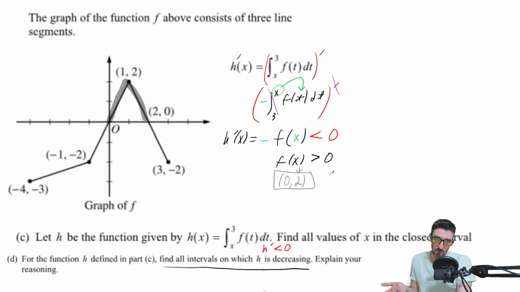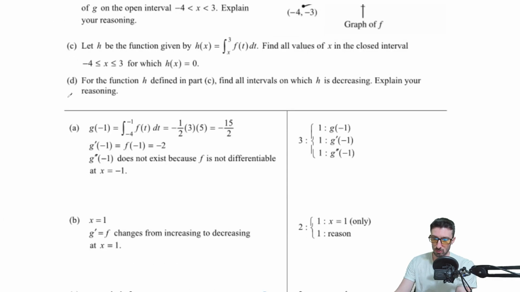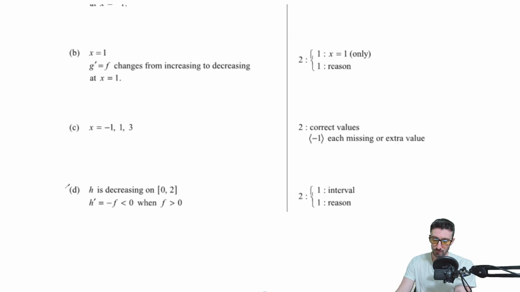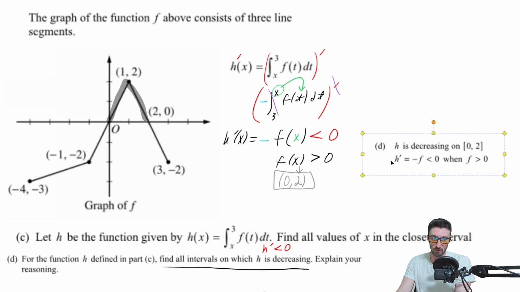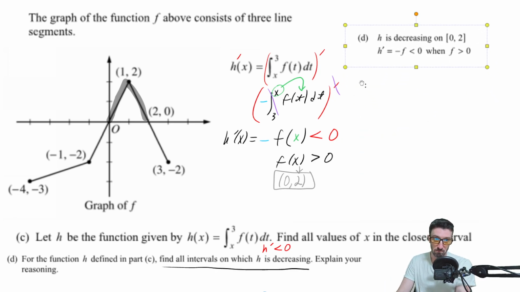It says explain your reasoning. I mean, this looks like a pretty good explanation to me. If you want to take a look at the scoring guidelines, it says pretty much all of what I said. So yeah, it turns out if you wanted to just write this, go for it. I like what I wrote. That's how you do it.